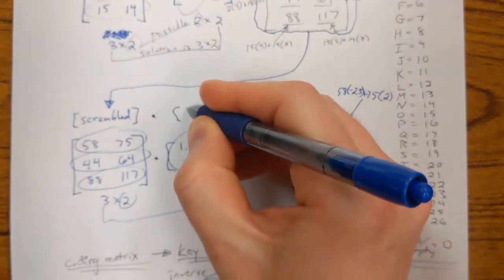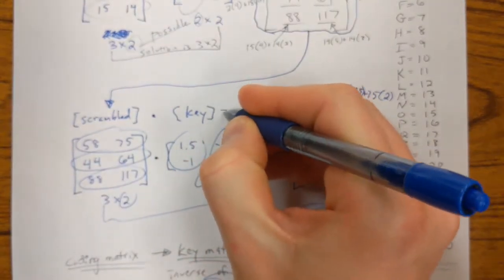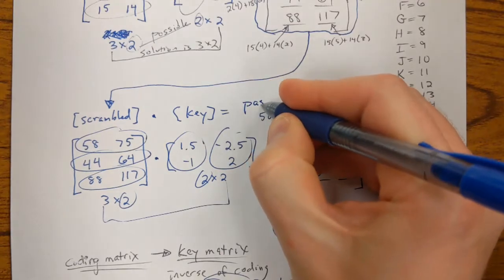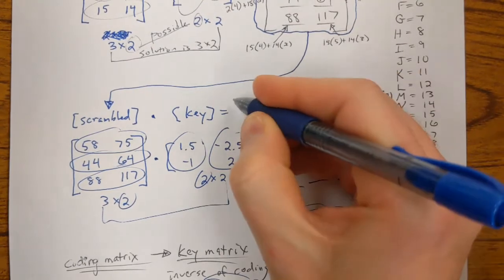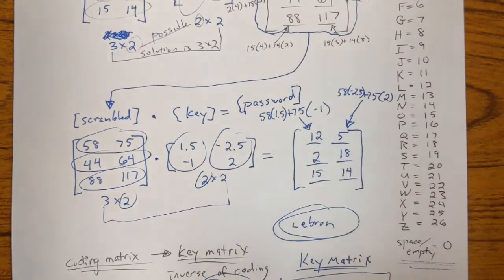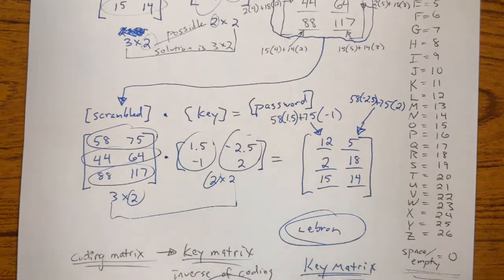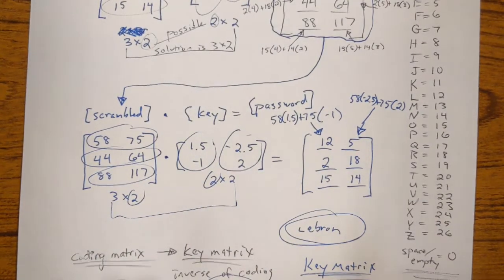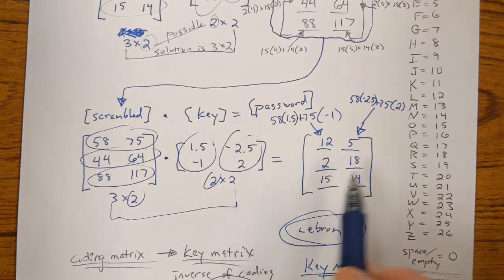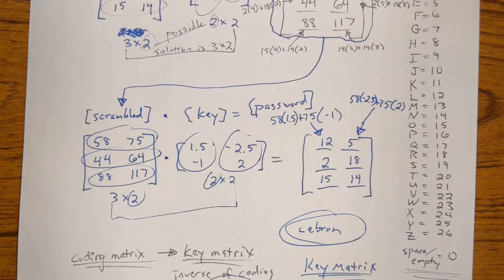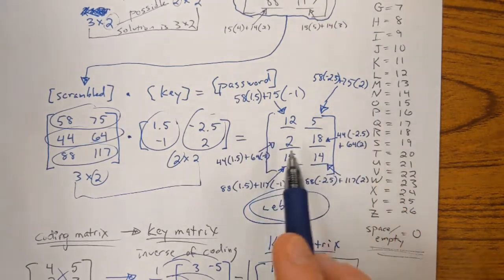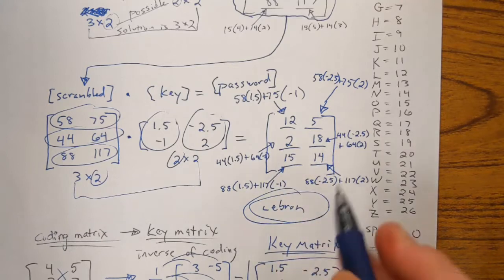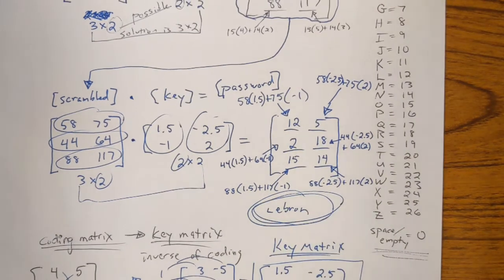taking the scrambled matrix times my key, I'm able to get back to my original password. And this is how messages and passwords are encrypted so they can be sent through cyberspace and kept safe and secure. And I'm going to add my work here in case you need it. And there's all the little steps, but look, it came out to be LeBron, which is exactly what I wanted.